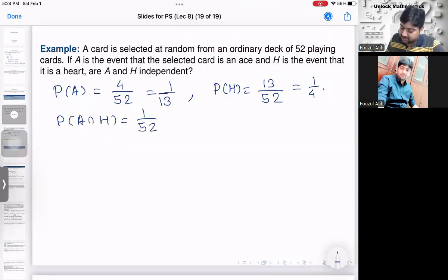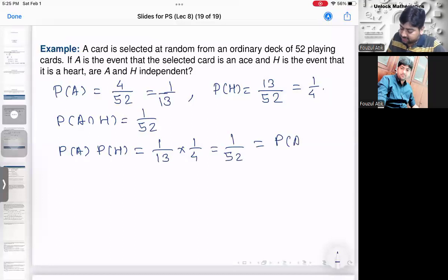Now what is P of A into P of H? It is 1 by 13 into 1 by 4, which is 1 by 52, the same as P of A intersection H. So what you got is P of A intersection H equal to P of A into P of H. What does it mean? The events A and H are independent.